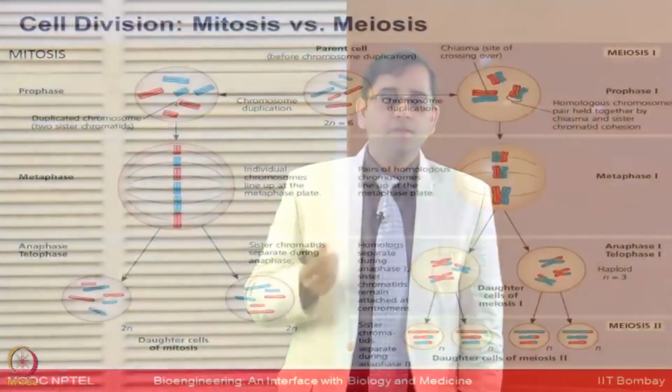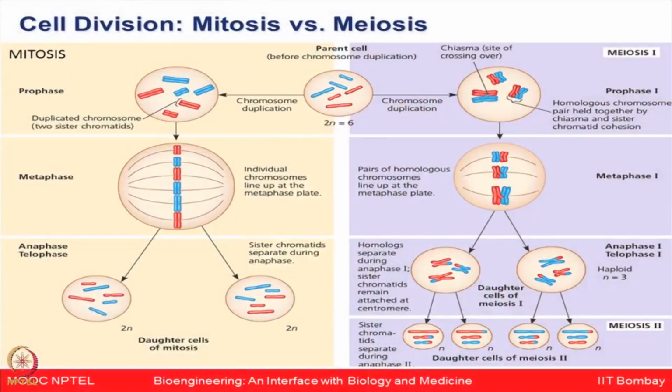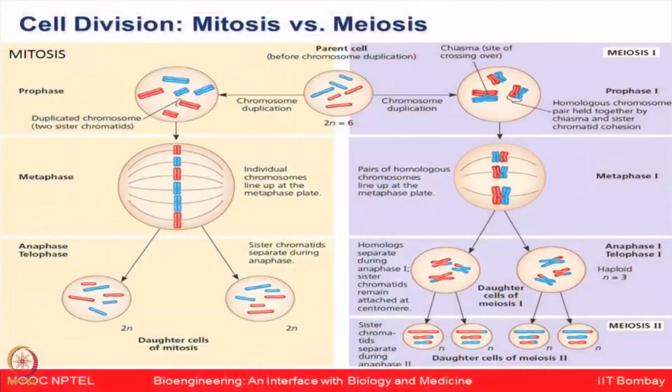Now, let us take the same parent cell which we took in the beginning for the definitions, which has 3 red and 3 blue chromosomes from the maternal and paternal sets. Let us review the mitosis process again. For example, the chromosome duplication happened. Now, you can see the condensed chromatids on the left side in the prophase, 3 blue ones and 3 red ones.